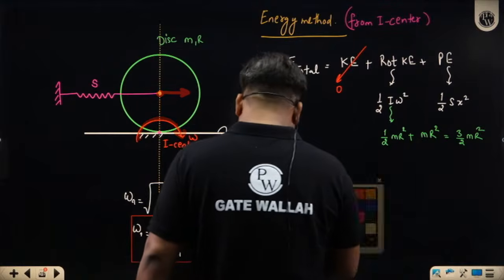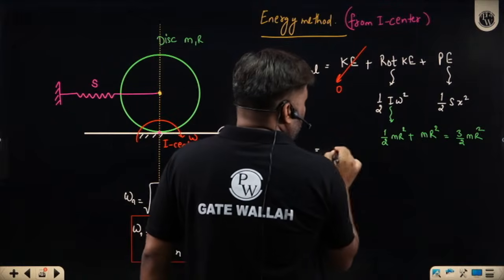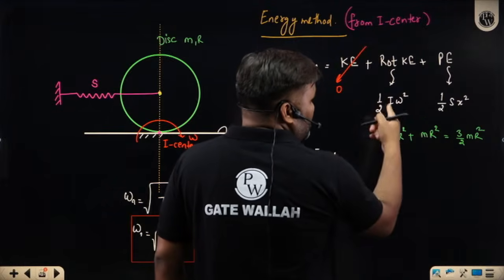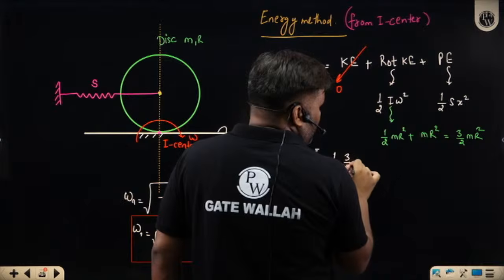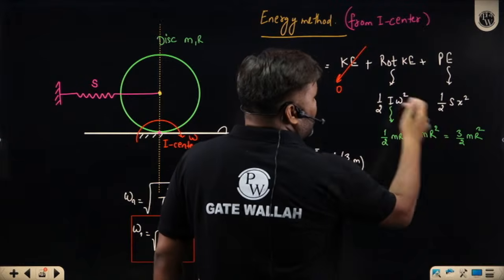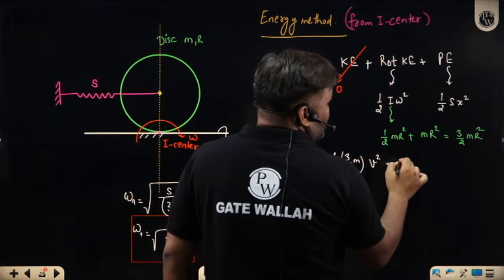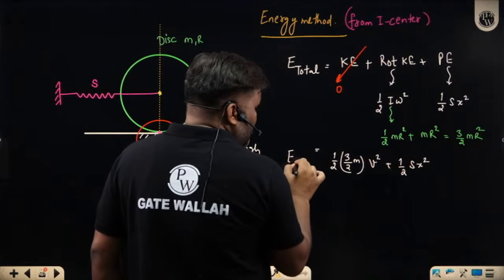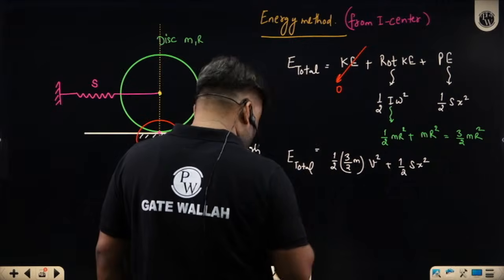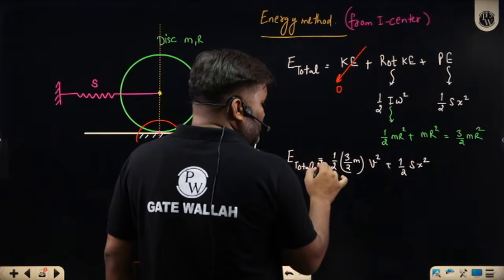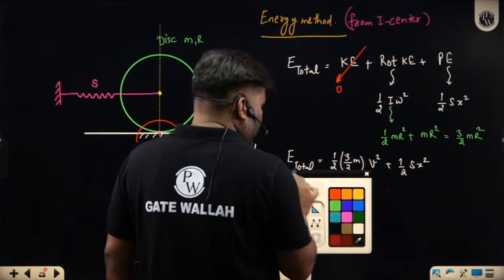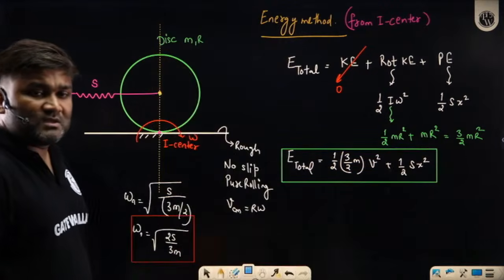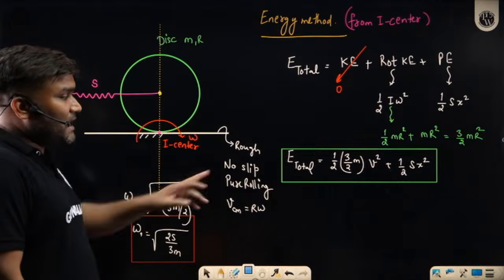Are you yes or no? Can I write? So what will it come to? This is half moment of inertia, 3 by 2 mR square omega square, is v square plus half S x square. That's the total energy. Again, I am at the same equation. Same equation again I have got. So it doesn't matter from where you are seeing the motion of this body, the answer will be exactly the same.